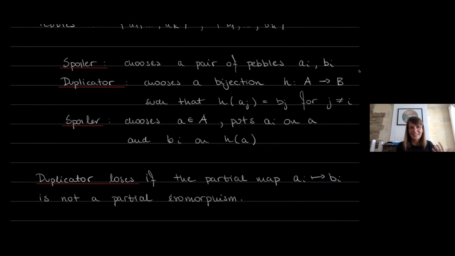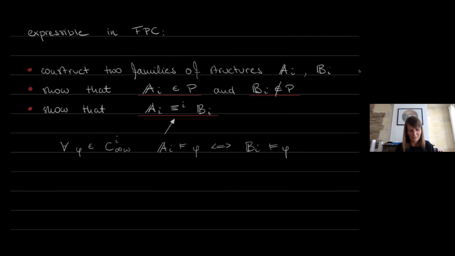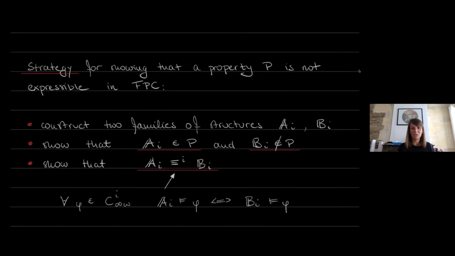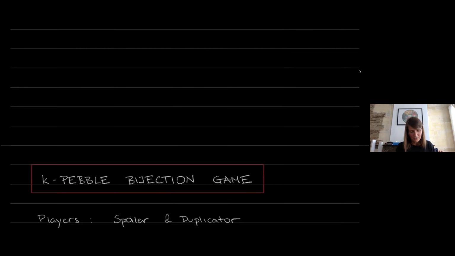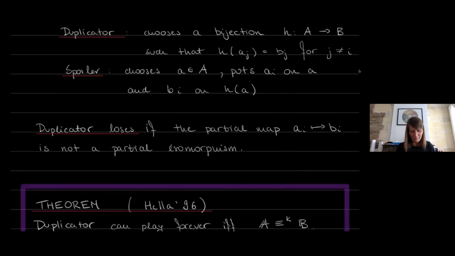Okay, so this is the kind of combinatorial tool that we are using to show equivalence. So in this strategy that I described here, we need to construct families of structures, AI which have the property, BI which do not have the property, and we show that duplicator can still play forever on those pairs of structures, with more and more pebbles. Okay, so that's the bijection game.